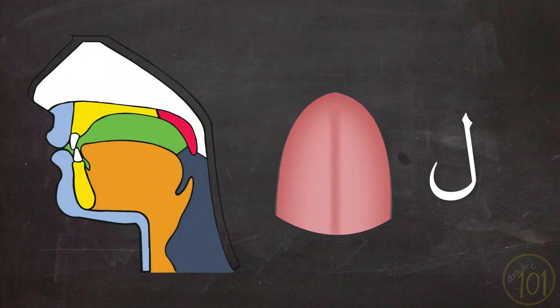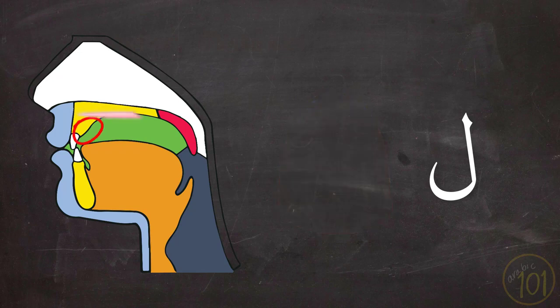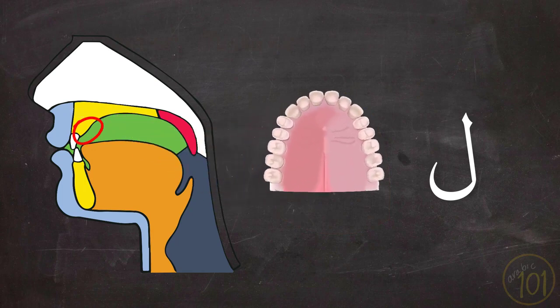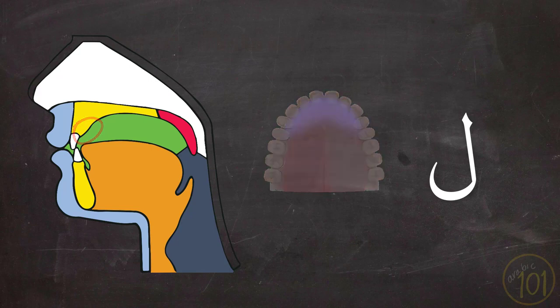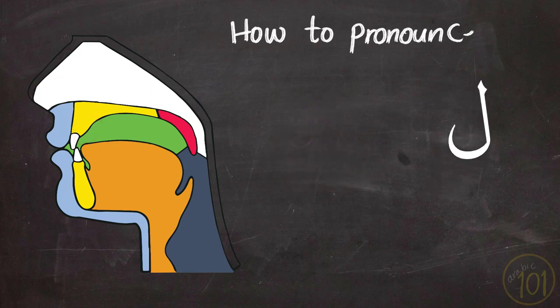First, the front edge of the tongue, which is that highlighted area. And second, the alveolar ridge. The alveolar ridge is that bony part behind your front teeth. It is also the socket in which your teeth are. So how is the lam pronounced in Arabic?